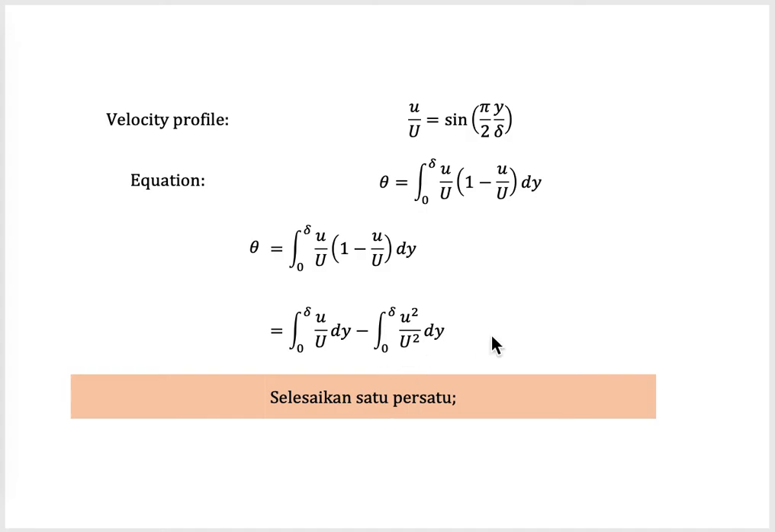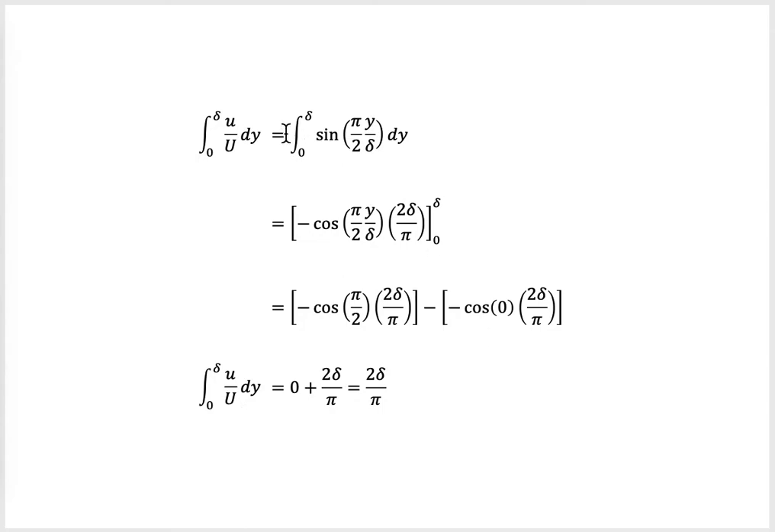It depends on your solution, but I would like to suggest that it is good for you to solve this equation one by one. Means you just do the integral for this one, and then continue with the integral of this one, and then you subtract both values. Let's say we solve it part by part. For the integral of u over U dy, we substitute u over U with sine pi over 2 y per delta. Again, it will give you minus cos here.